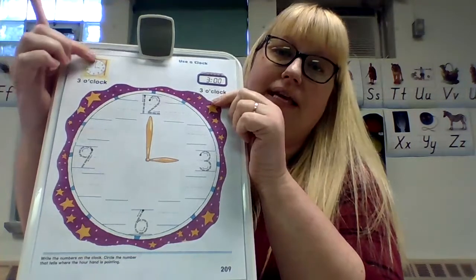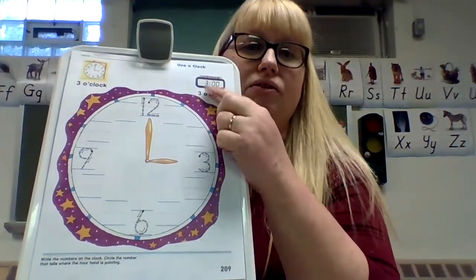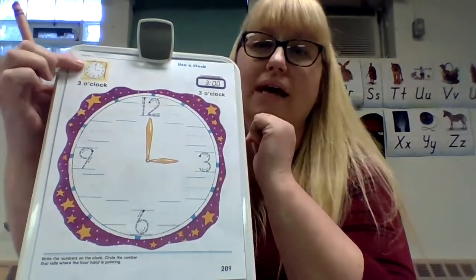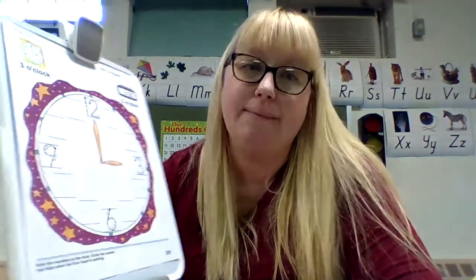This is probably most of the way everybody sees time now. It's hard. There are kids that can't tell time on these clocks, because they're so used to using digital ones, they don't practice their time on those clocks. Okay, so the directions say write the numbers on the clock, circle the number that tells where the hour hand is pointing. Okay, well, let's first write our numbers.